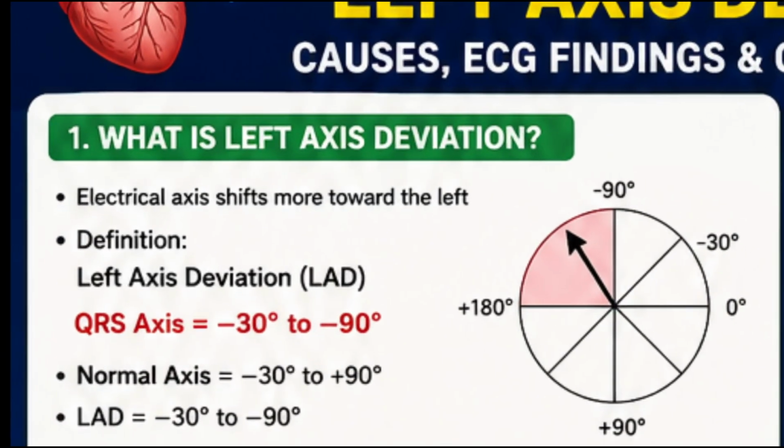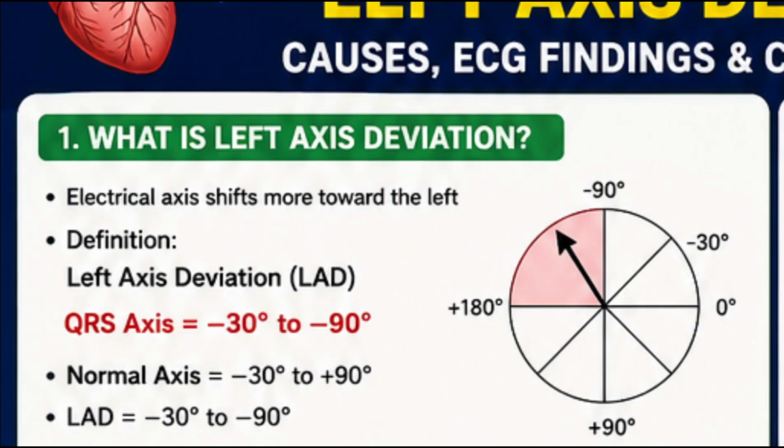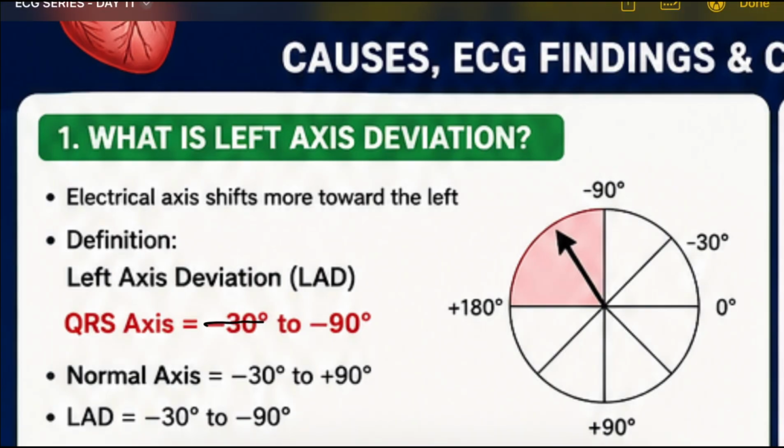So, what is left axis deviation? Normally the electrical impulse travels downwards and slightly to the left. When the electrical axis shifts more toward the left than normal, it is called left axis deviation. By definition, left axis deviation means the QRS axis is between minus 30 degrees and minus 90 degrees. So always remember, the normal axis is minus 30 degrees to plus 90 degrees.